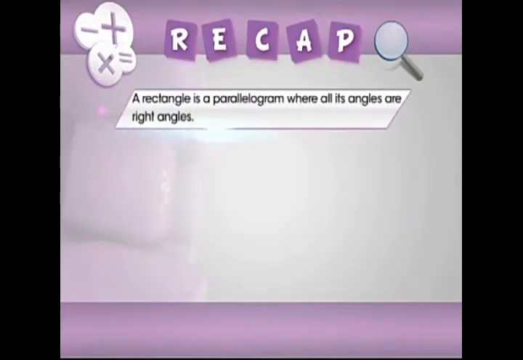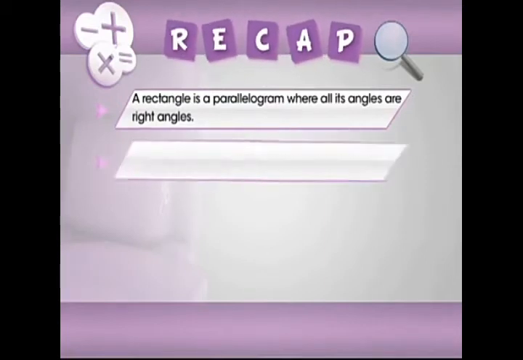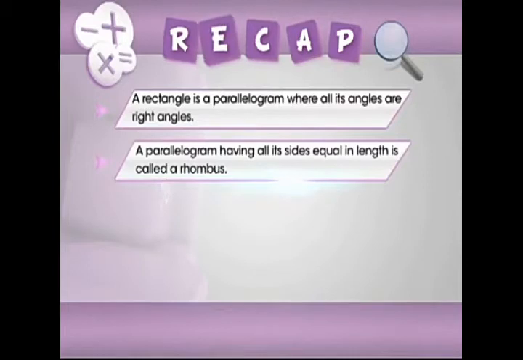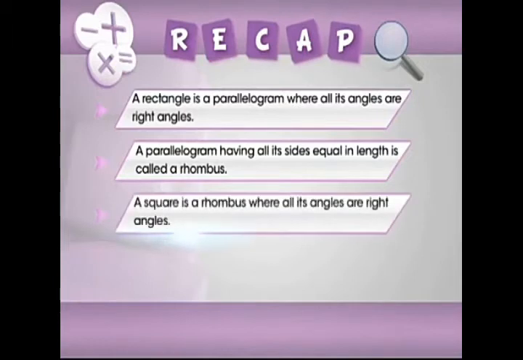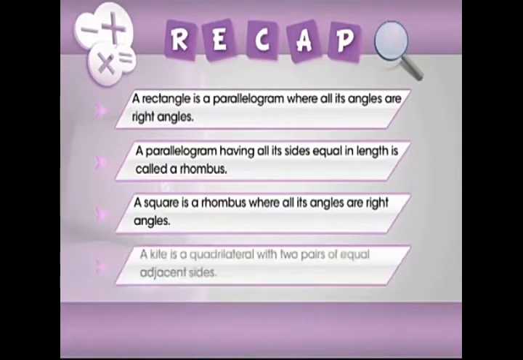A rectangle is a parallelogram where all its angles are right angles. A parallelogram having all its sides equal in length is called a rhombus. A square is a rhombus where all its angles are right angles. A kite is a quadrilateral with two pairs of equal adjacent sides.